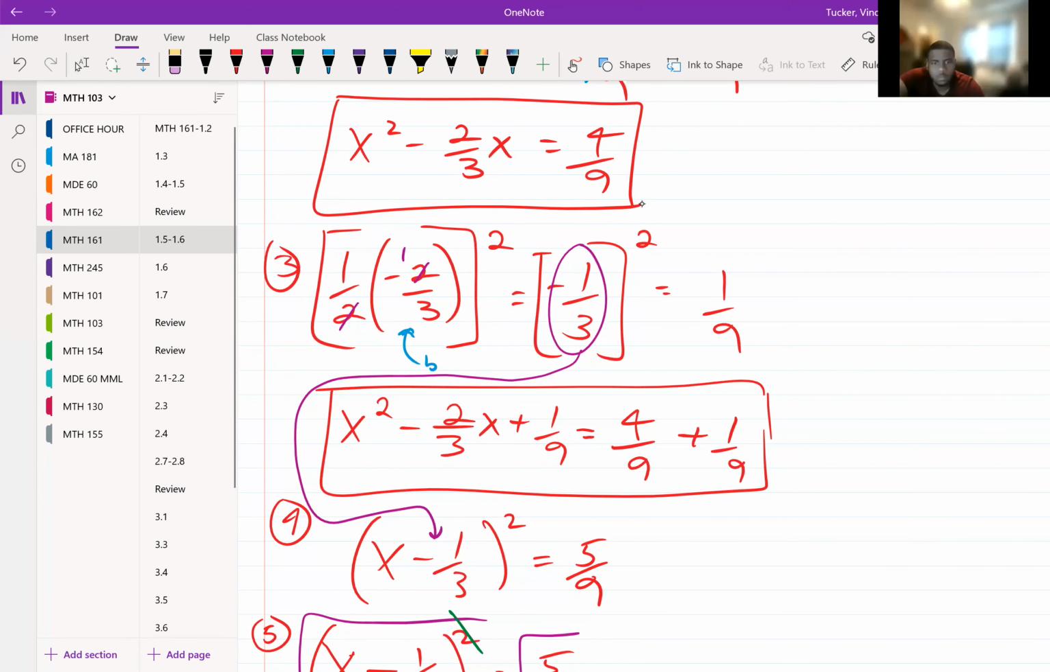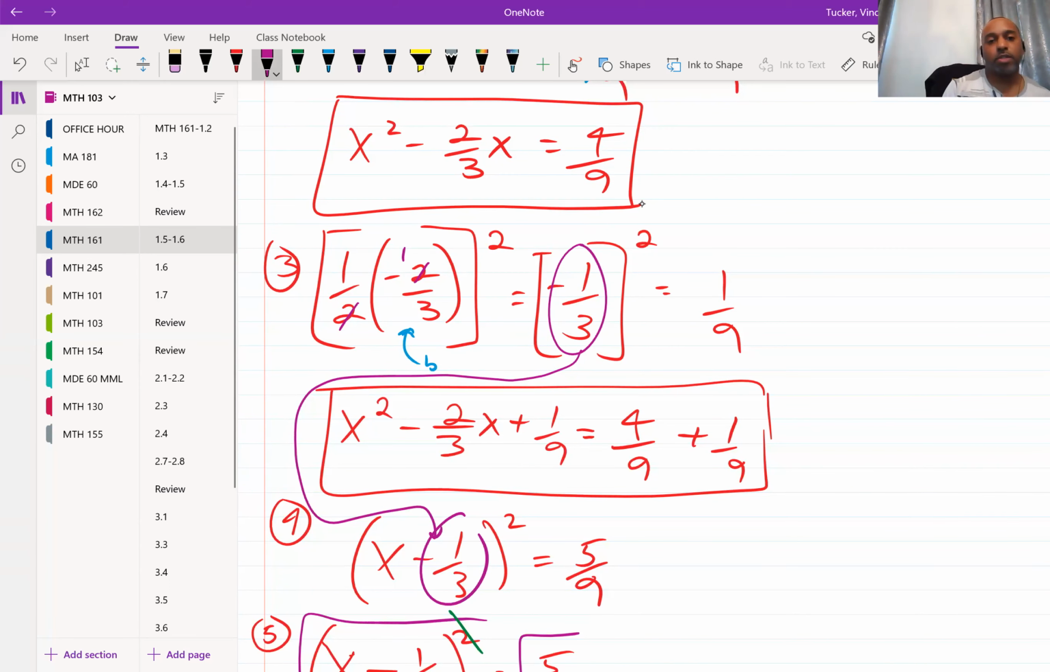Yep. All right. So going into step 4, nice segue to step 4. Once again, if you're not comfortable with factoring, you don't have to be, because whatever half of your B term was is what goes here with your X. So half of -2/3 is -1/3. That's why we have X minus 1/3 squared. And then like Mr. Bracy was alluding to, 4/9 plus 1/9 will give you 5/9.